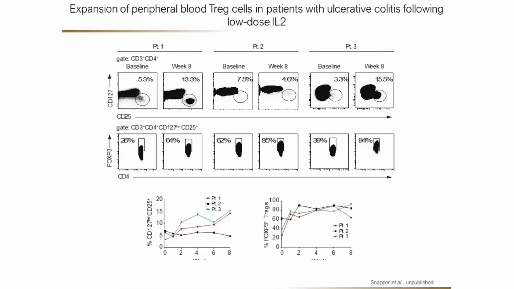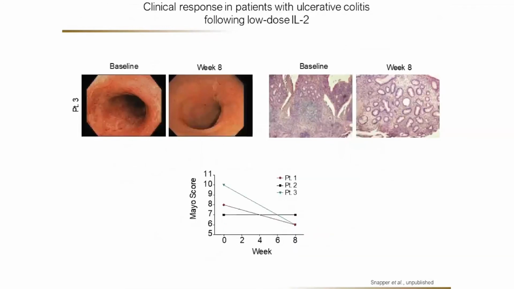And also those 2 patients that had that expansion of regulatory T cells here, as you can see by this curve, what was really interesting is that when you look by histology, again, the ones that had expanded regulatory T cells, so that was patient 1 and patient 3, had a reduced Mayo score with improvement both endoscopically as well as histologically for their ulcerative colitis.